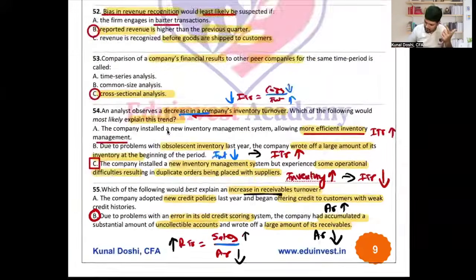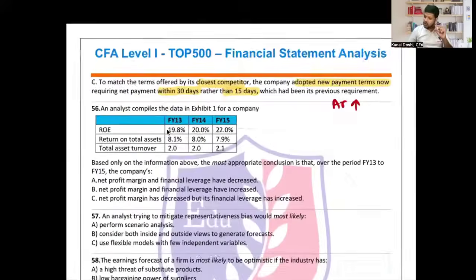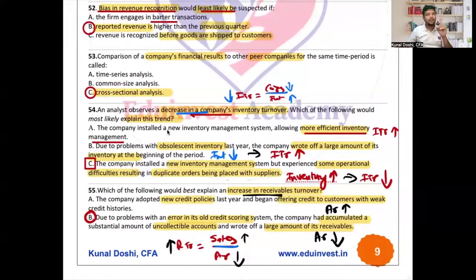But let's see. To match the terms offered by the closest competitor, the company adopted a new term where instead of now you will be paying in 30 days rather than 50. So again, people are going to pay late. So your receivables will actually increase. So your turnover ratio will not increase. It will go down. So therefore, the only choice is B.